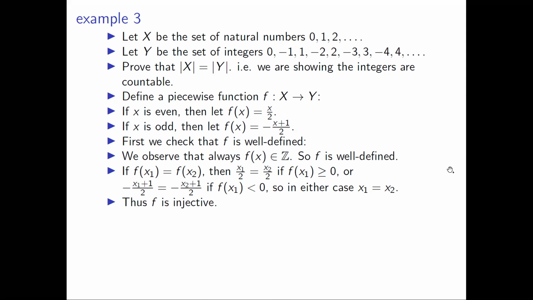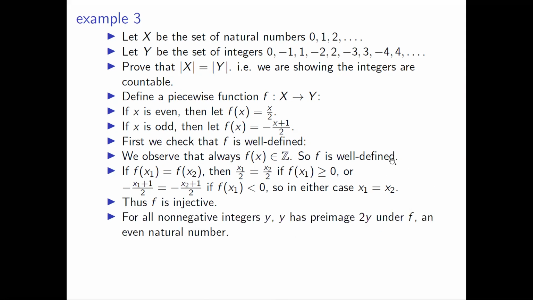Now we just need to check surjectivity of f. So we can consider some element of the set big Y, and we can break into cases for this, just like we did with the injectivity. So for an element of the set big Y, it can either be non-negative or negative. If it's non-negative, we'll say this element is little y, then the preimage will be 2y under the function f. In other words, f of 2y equals y, and that's if y is non-negative.